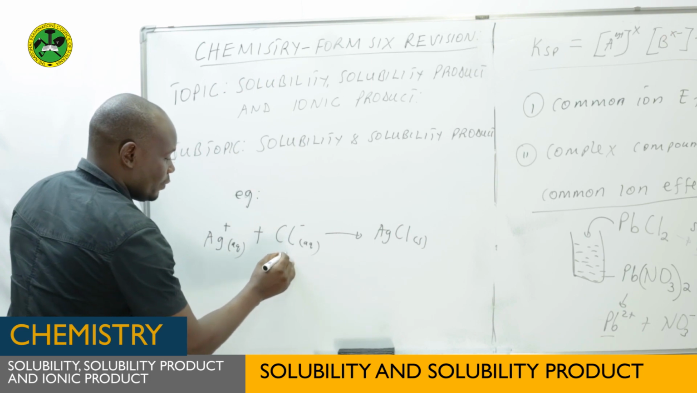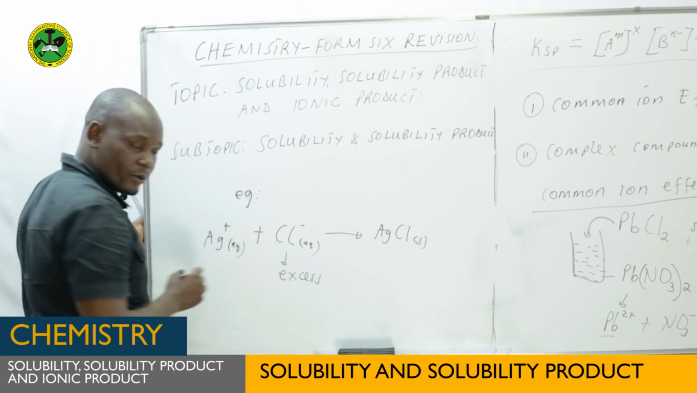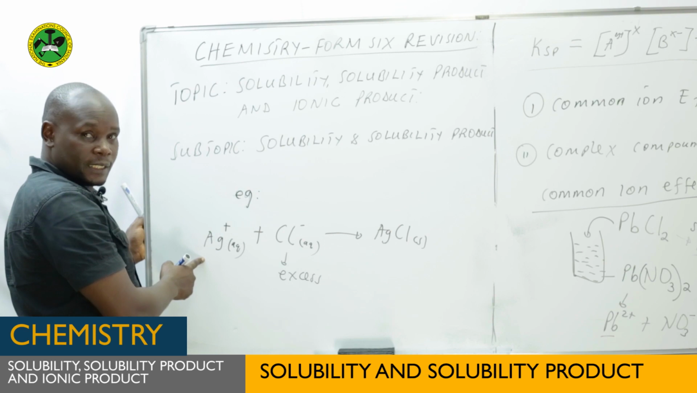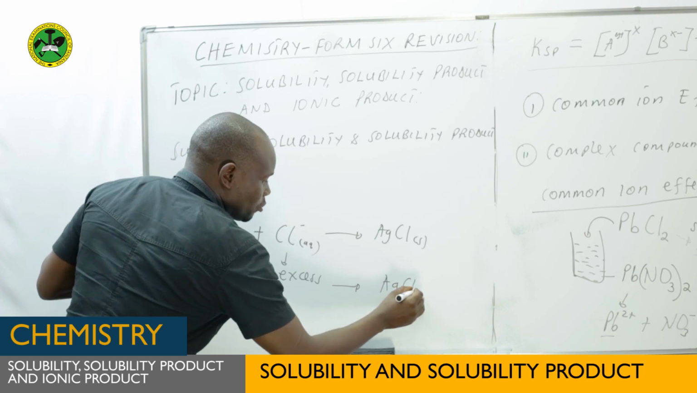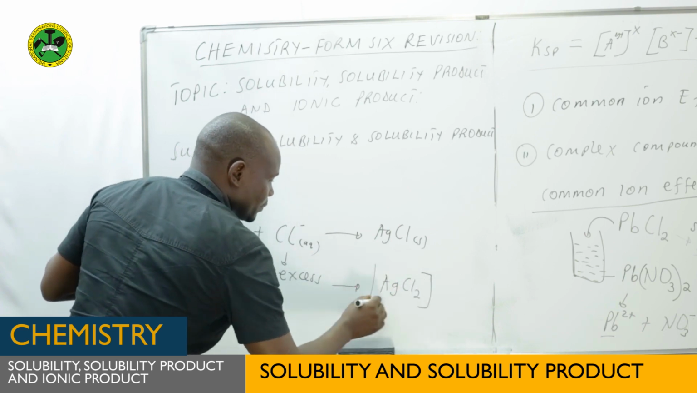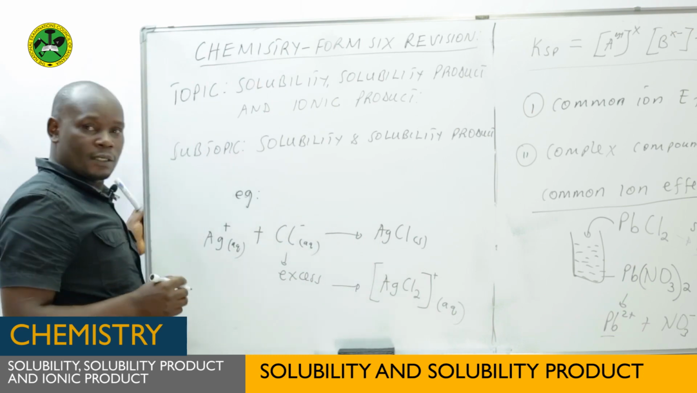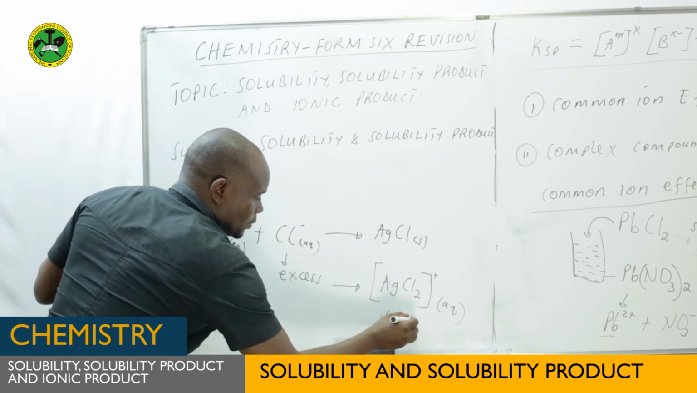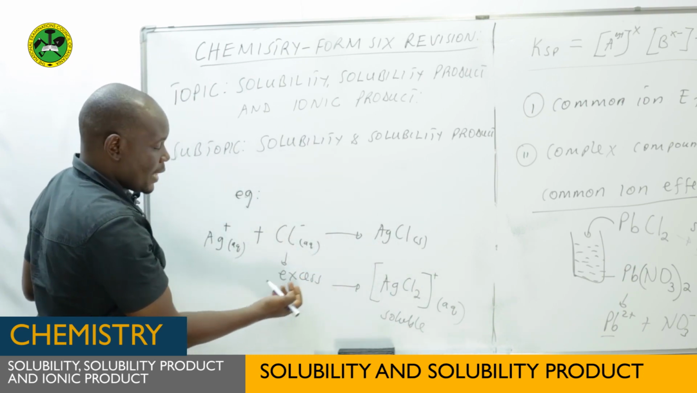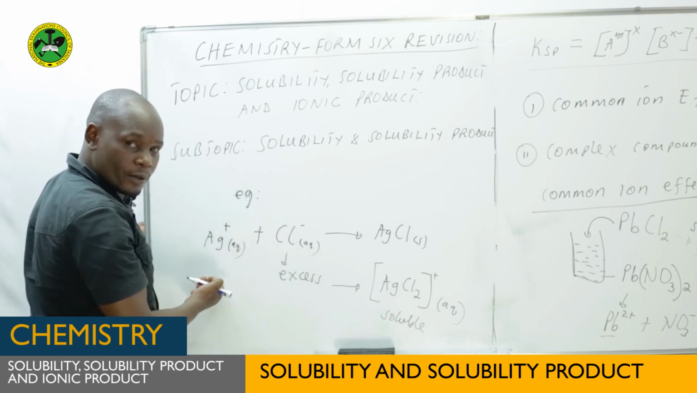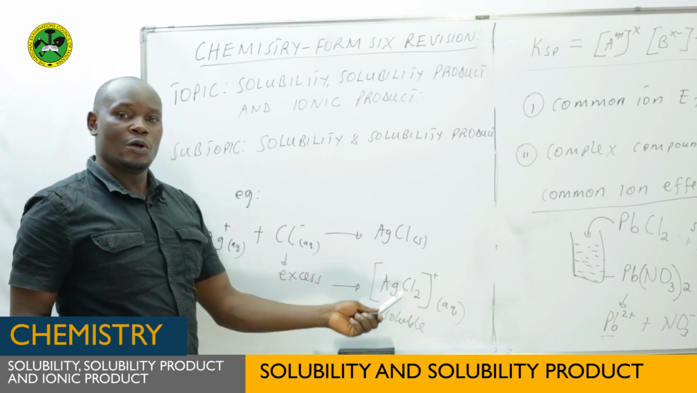But in case chloride ions are in excess, you add excess chloride ions, they will combine with silver and form a complex compound, which will be the dichloro silver(I) ion. And this now is aqueous. So this is now soluble. So the solubility of silver has been increased after increasing the concentration of chloride ions, which leads to the formation of a complex compound, which is our soluble compound.